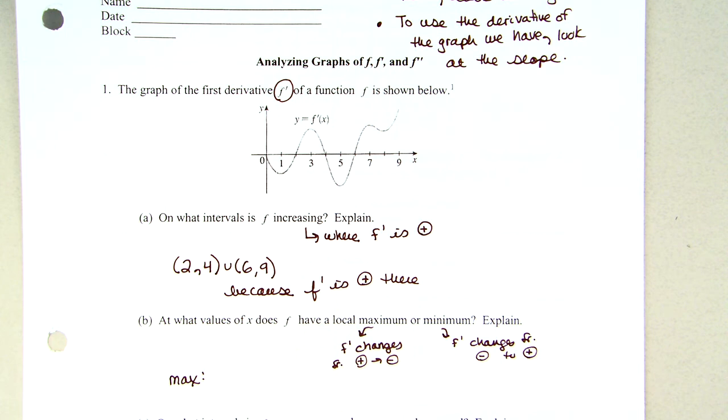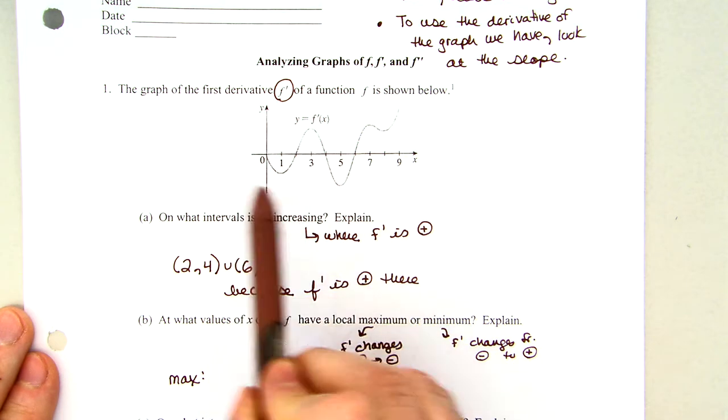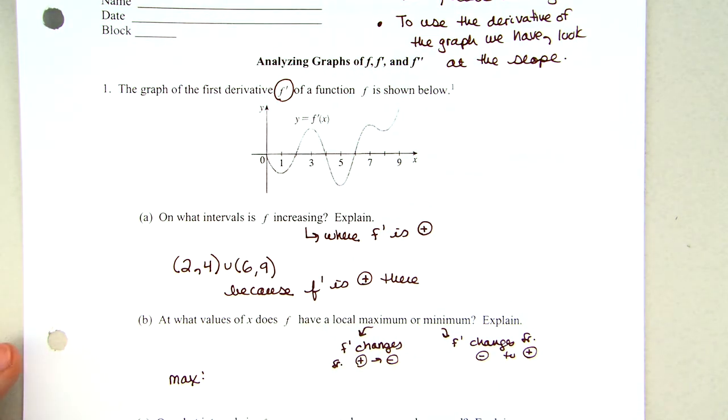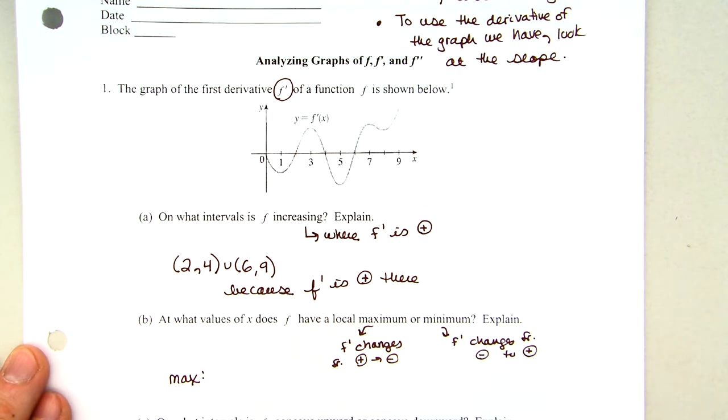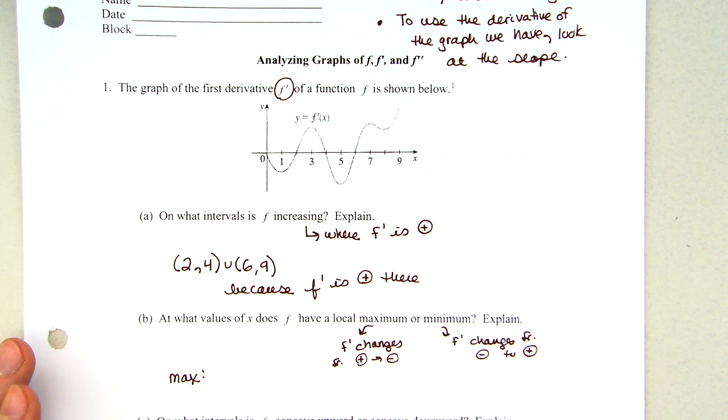So I want you to think for a moment. This is the graph of f prime. I want to figure out where f prime changes from, I'm doing the maxes first, positive to negative. This is f prime. I want to know where f prime changes from positive to negative. Thoughts? One person has thoughts. Two people have a thought. Three people have a thought. Let's go with Alexandra.